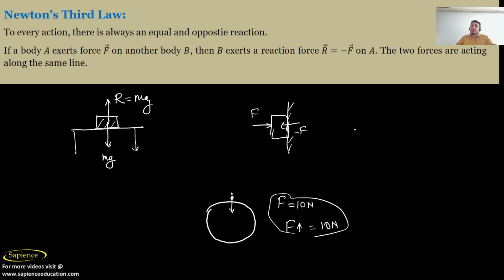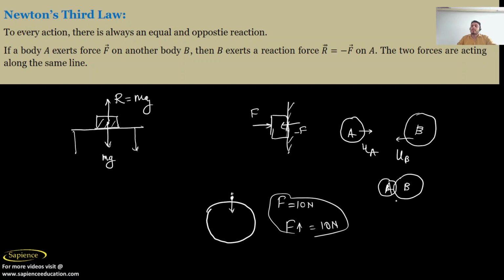No matter which body is greater and which is smaller, the bodies apply equal force on each other. Now let us consider this is a body A and this is a body B. Both are in motion. For example, A has velocity UA and B has velocity UB. Both collide. It means that force has been exerted by A on B.